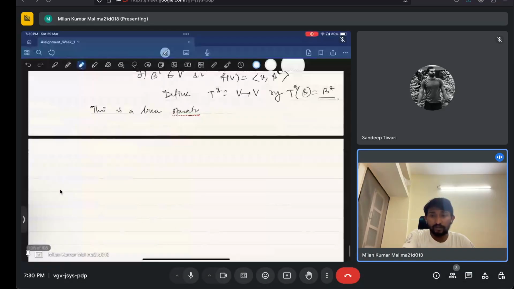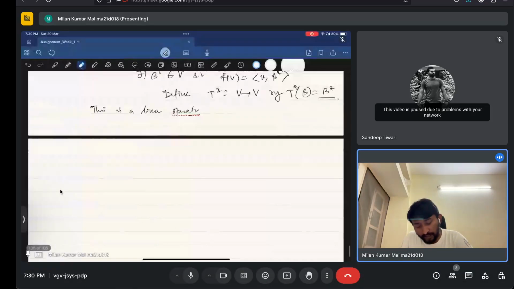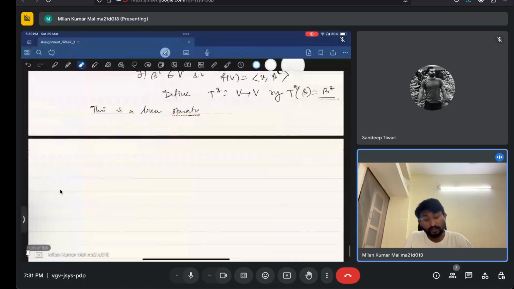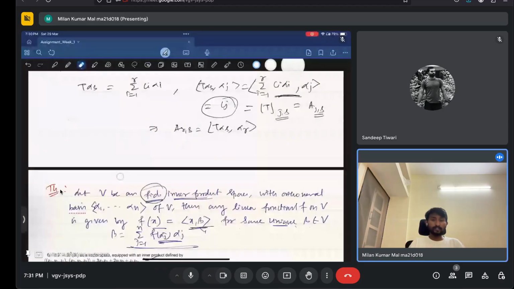But there is also the same correspondence: corresponding to every vector V in V, we get a linear functional F_V, which maps X to the inner product of X and V. So you can also define the adjoint, because the adjoint is possible to define thanks to the uniqueness of the linear functional and the way we are defining it. Okay. So this is a linear operator.